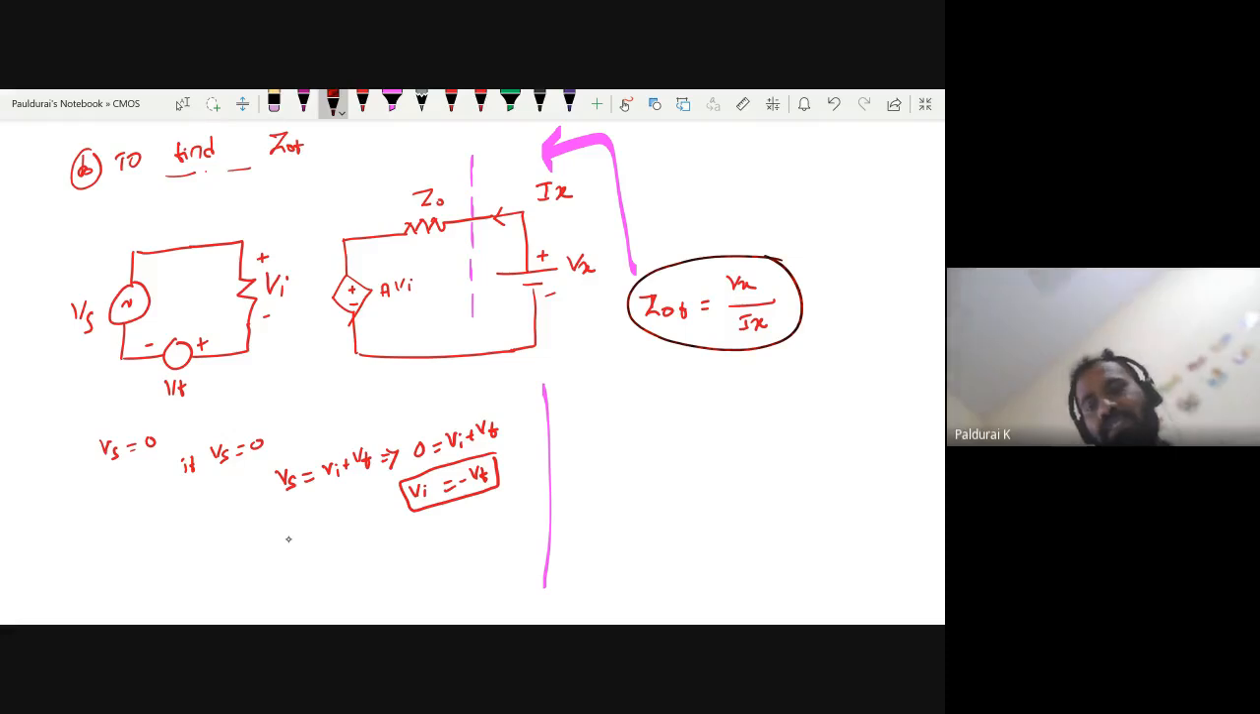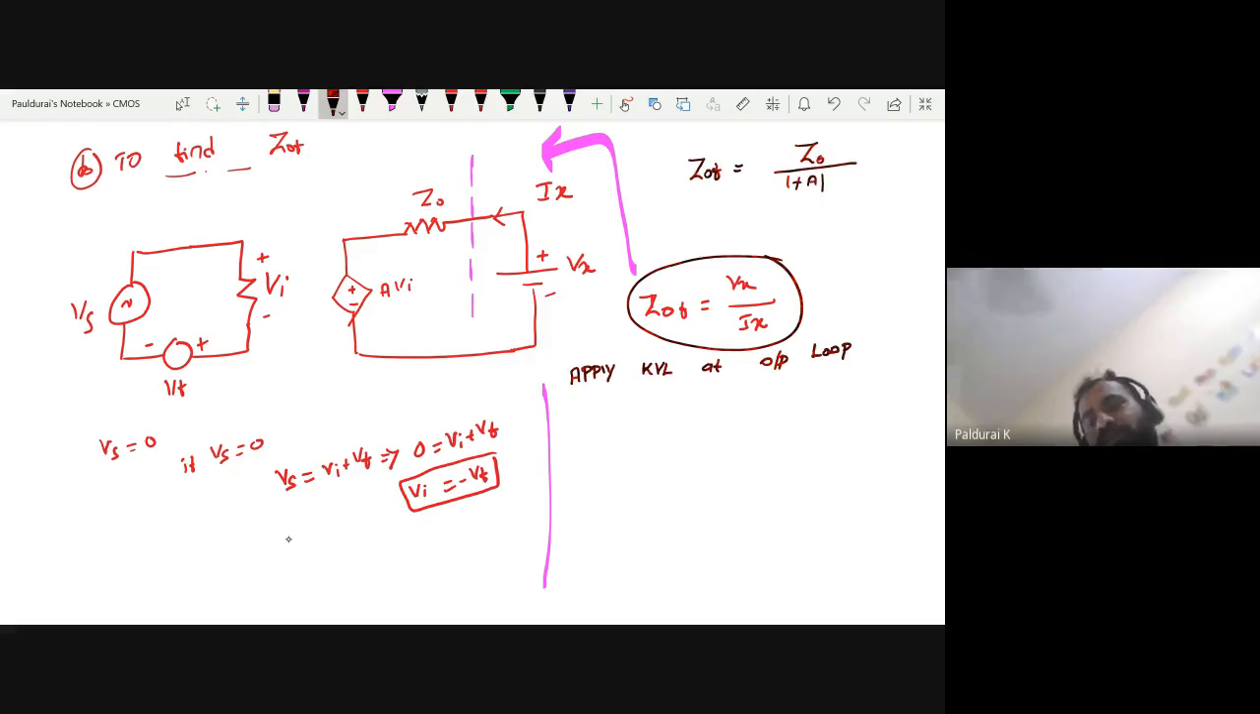What is Vx? Apply KVL at output loop. Before that, I want to write the final expression. You know, output impedance with the feedback for voltage series. So voltage sampling, resistance increases or decreases? Decreases by a factor of 1 plus A beta. So we are expecting this formula, this expression, right?